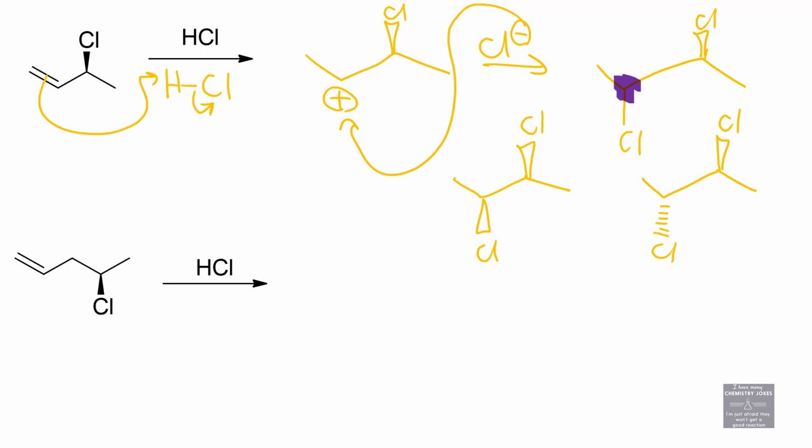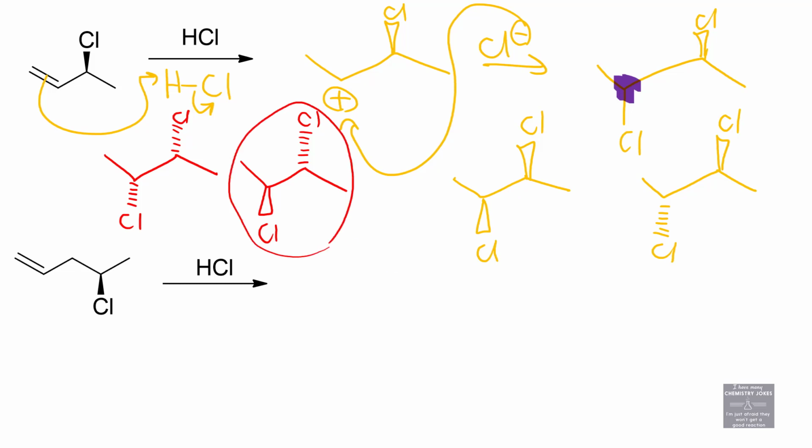Aren't there 4 possible stereoisomers? Yeah, there are 4 possible stereoisomers, but this stereoisomer never forms in this reaction whatsoever. Not happening. This stereoisomer is identical to that one. Why are those identical? Because this is a meso compound.